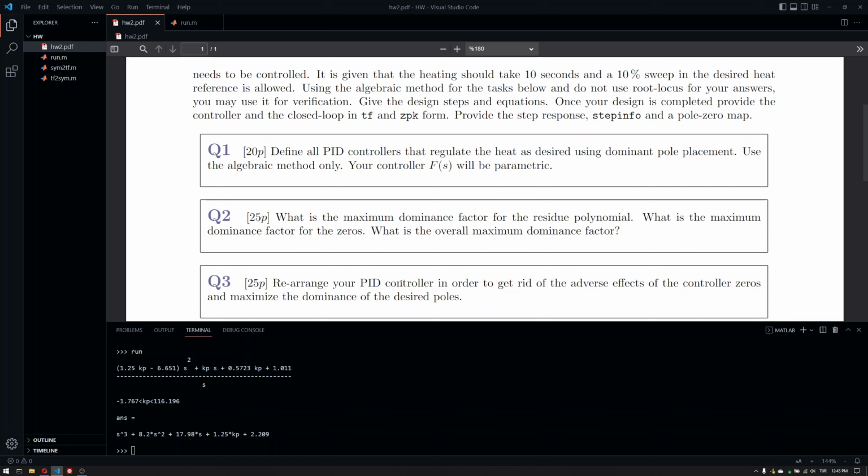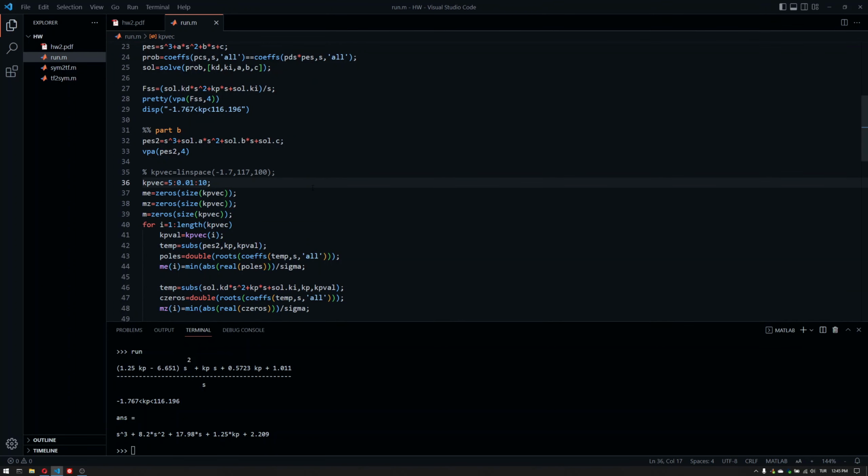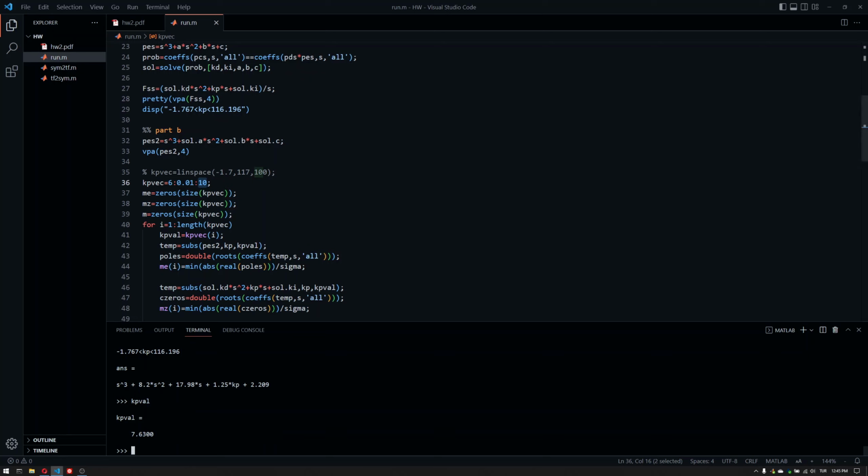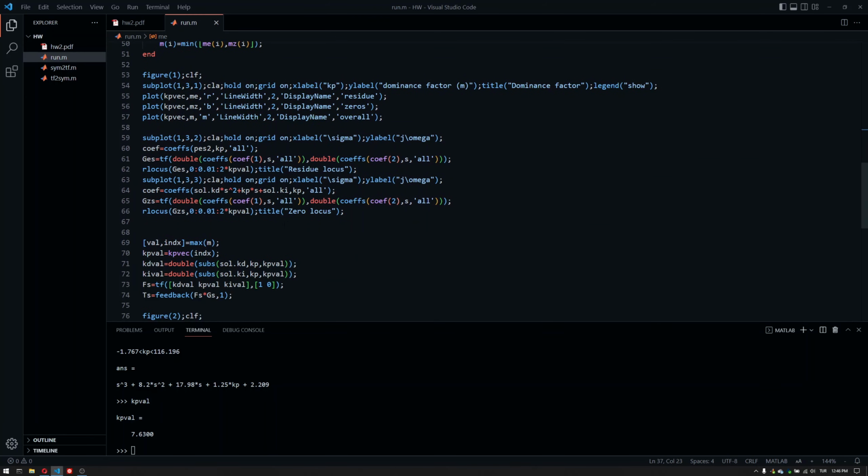Well, the question is a very specific one. Rearrange your PID controller in order to get rid of the adverse effects of the controller zeros and maximize the dominance factor of the desired pole. Well, it basically gives you a hint. What is KP val? So I'm going to change it to 7 and 8. I know that the interval is there. There we go. Now, let's come to part C.